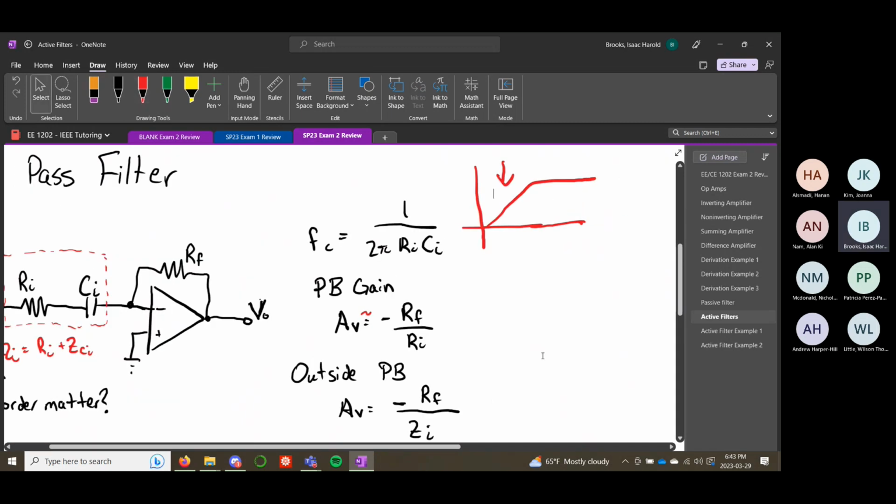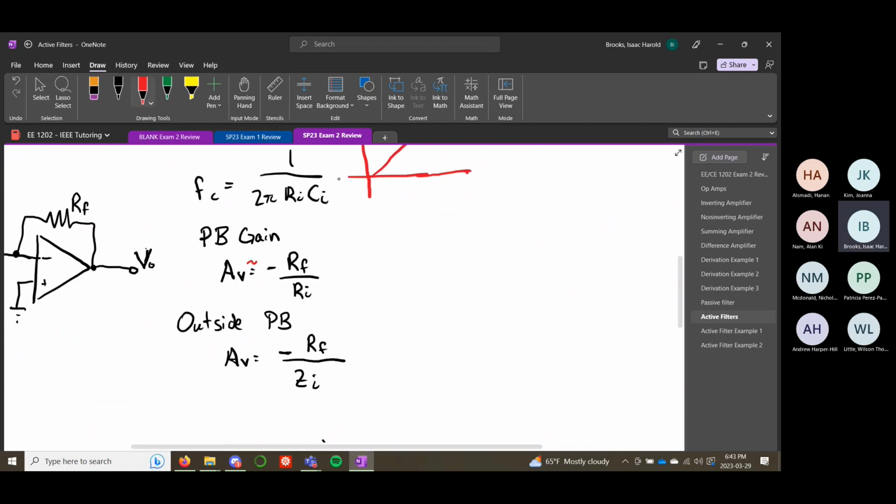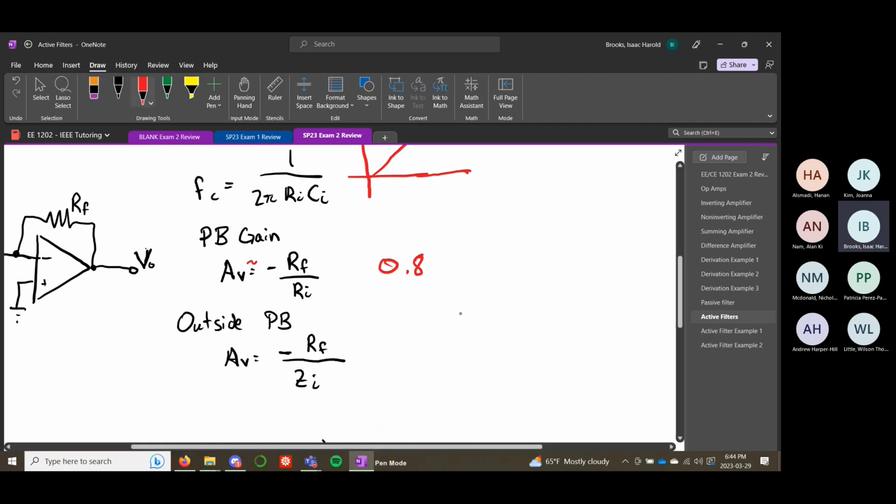Whenever we bring complex numbers into the mix, when we do RF over RI, that's going to be a number, like 0.8. When we get here, it's going to be a complex number. So we can either represent it in rectangular form, something like 0.5 plus J3, or it's going to have a magnitude and an angle. And the magnitude and angle is the more important one when we're talking about signals.